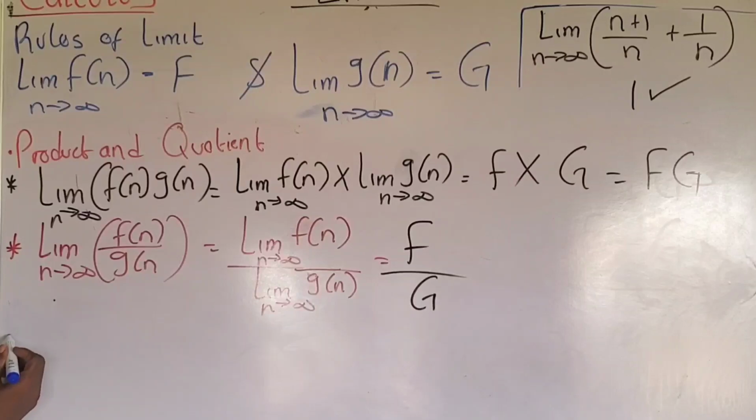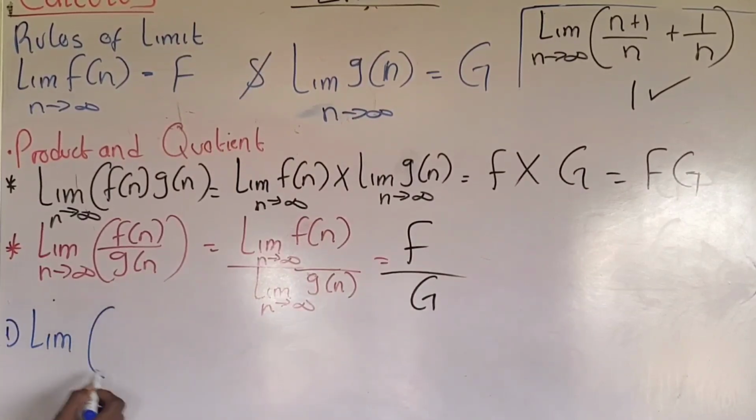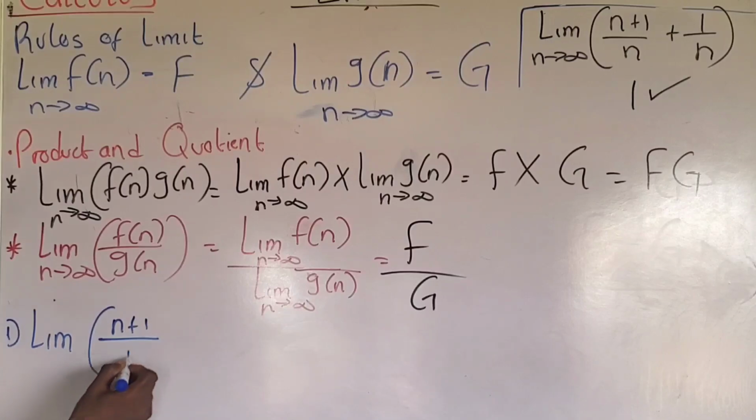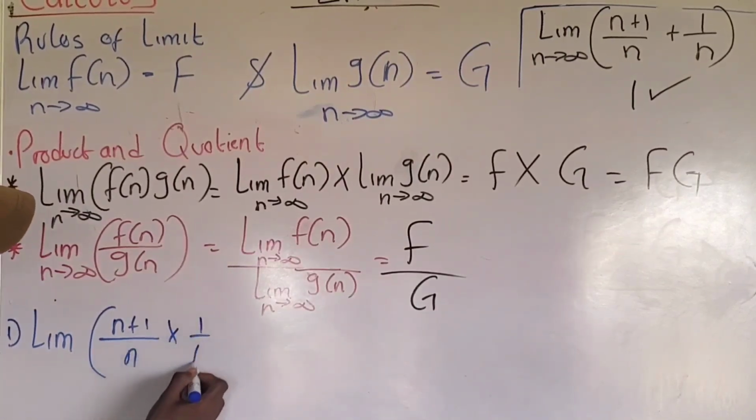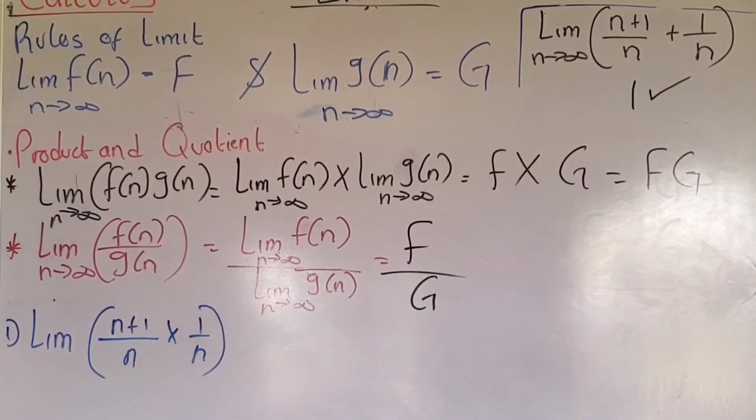Okay. Find the limit of the function (n plus 1) all over n, multiplied by 1 over n, as n tends to infinity. Now, looking at this function, which rules are we going to employ? You employ the product rule of limit. What are you going to do?